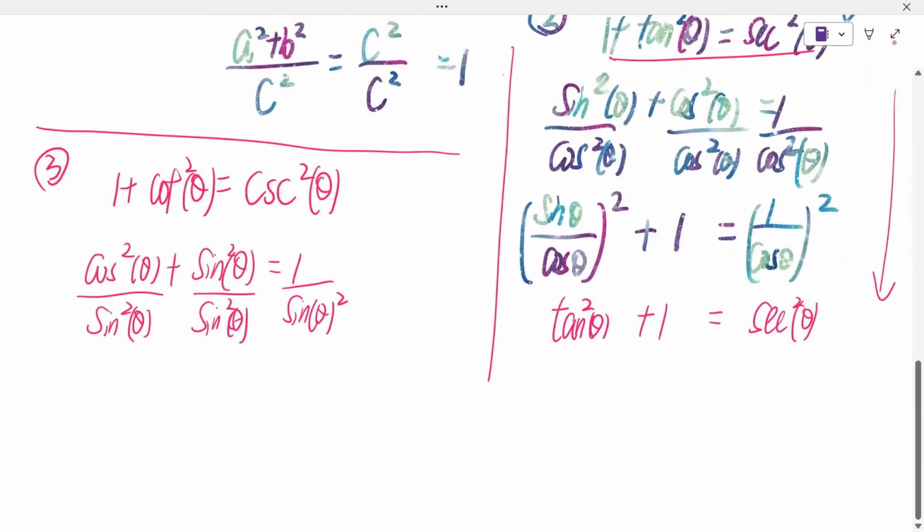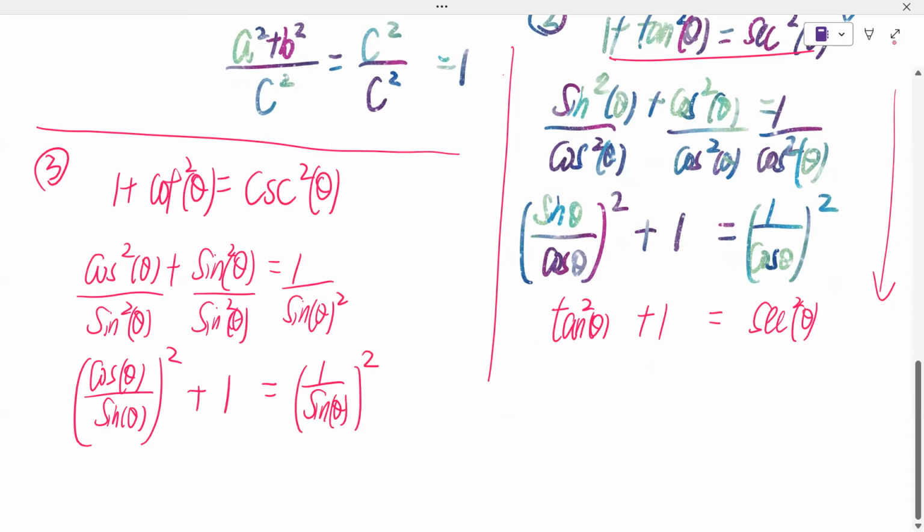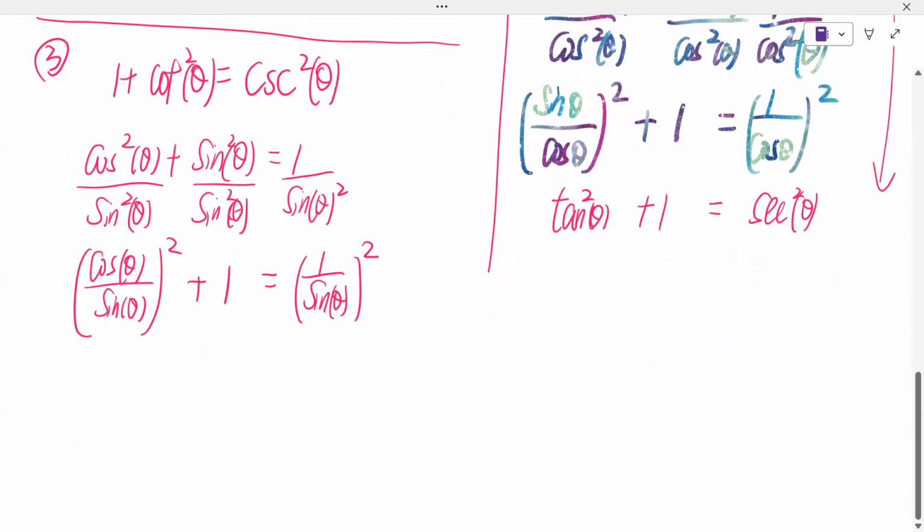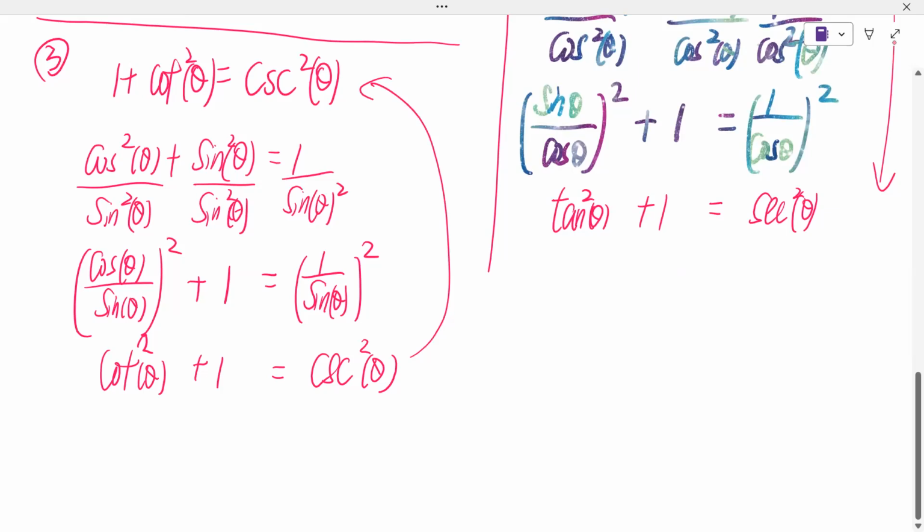Now, move the power outside. We're going to get cosine theta over sine theta, and square that, right? And cosine theta over sine theta, that's a cotangent theta. This one, sine theta squared over sine theta squared as well. Same thing here, 1 over sine theta. We'll move the square outside. Now, cosine theta over sine theta is cotangent theta. Square that, plus 1 equal to 1 over sine, cosecant theta squared. And so that will just prove it.